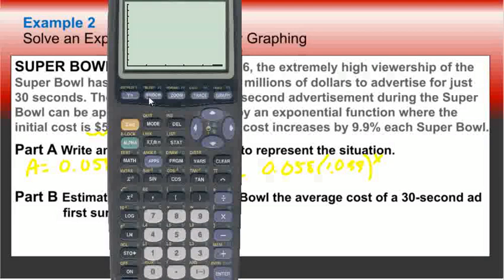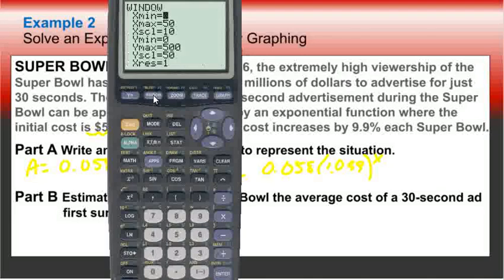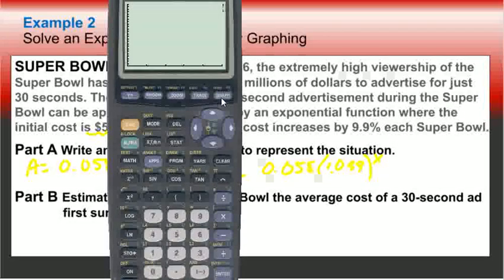Since we put these down, I need to change my Windows settings a little bit. Let's make the maximum just 50, and we'll count by twos. See if that one shows up a little bit better. Shows a little bit right there.